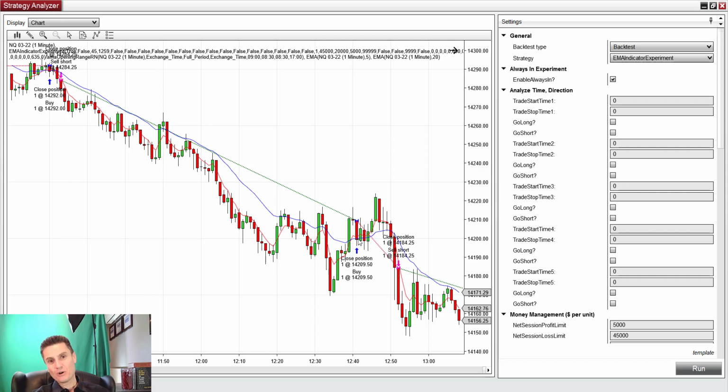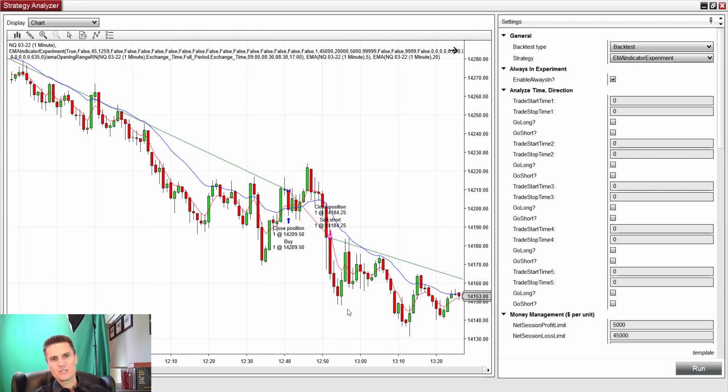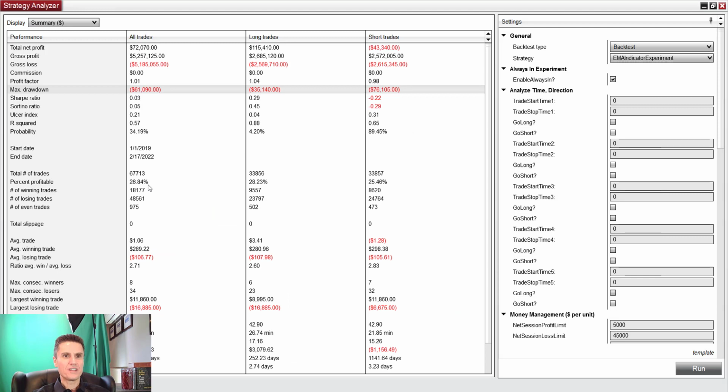And so it decided to go long. Well, it closed out the short trade, went long. Well, it worked for a little bit, but then it died out. It entered short again, okay, because you had the 5 cross below the 20 again, okay? So that's the idea of how the system works, and it had a total of 67,713 trades, okay? So we've done 5 and 20.